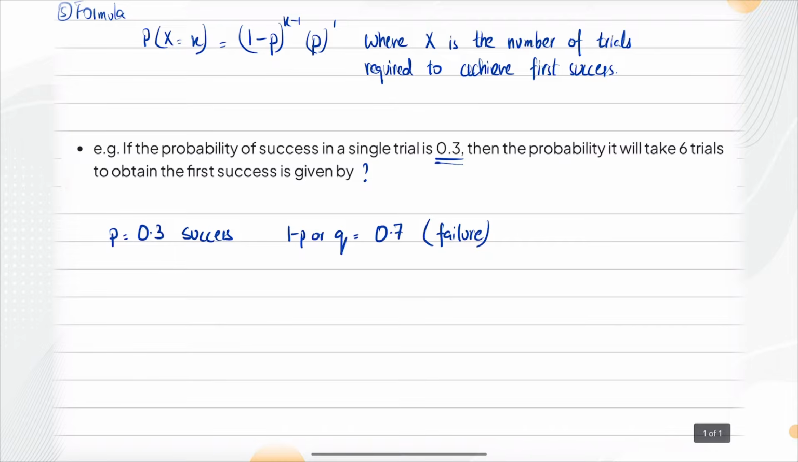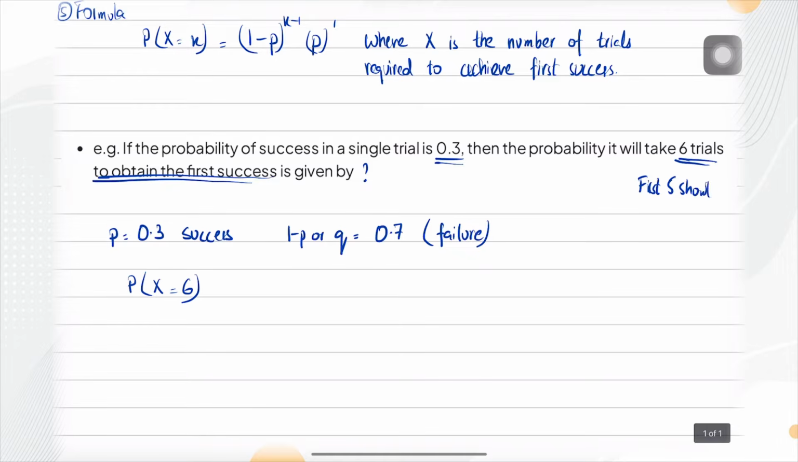Now the question says that the probability that it will take 6 trials to obtain the first success. So if the first success is obtained at the 6th trial, what should we get in the first 5? That means in the first 5, the first 5 should what?